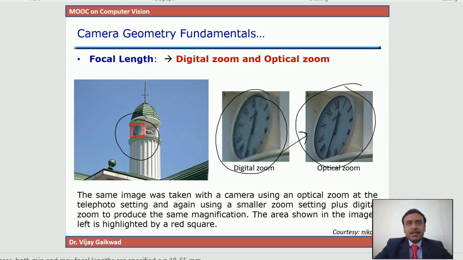The reason is that digital zoom is used whenever it is not possible to go closer to the object, and the focal length remains the same. But in optical zoom, the distance between the lens and the image sensor is changed physically, and therefore you get finer details by changing the actual arrangement of the lens and the image sensor. Therefore, optical zoom gives you the best quality compared to digital zoom.